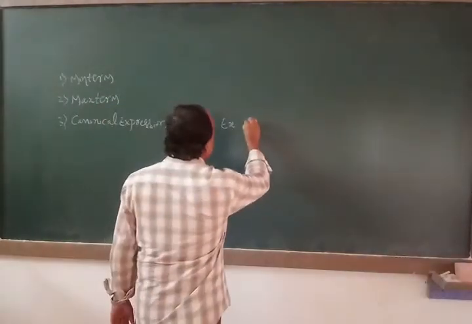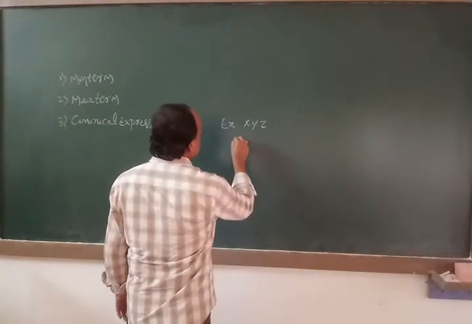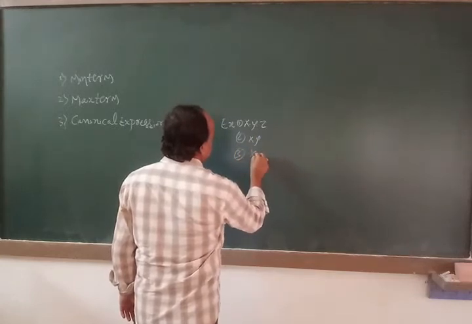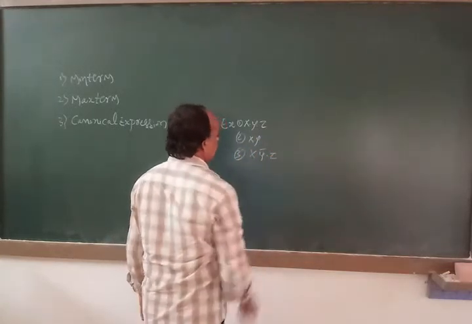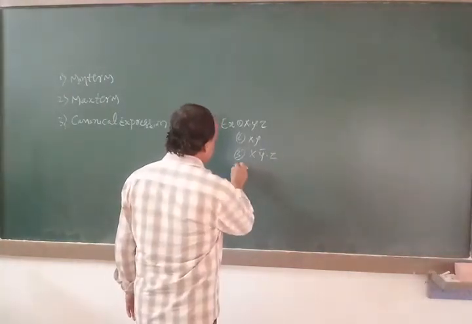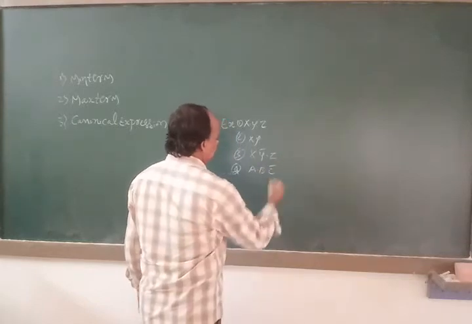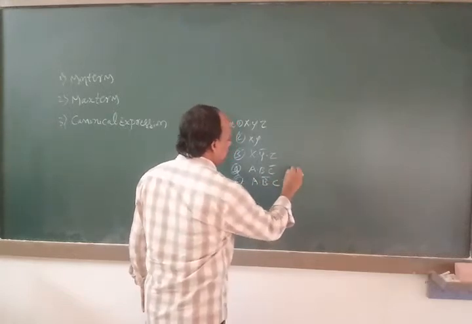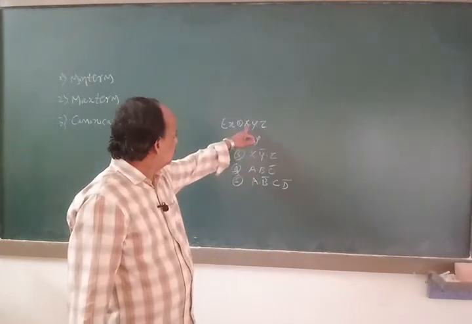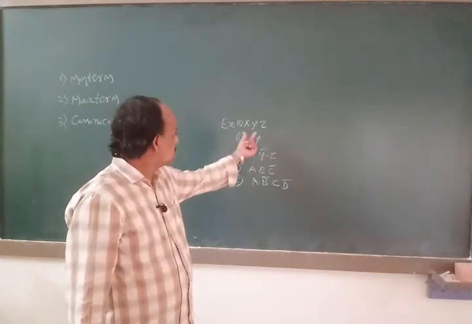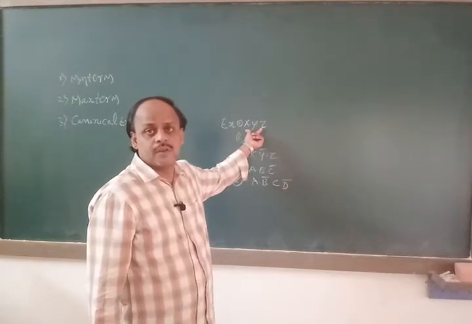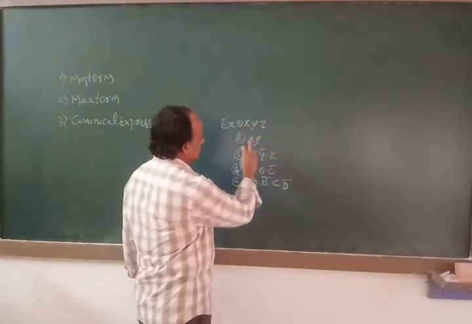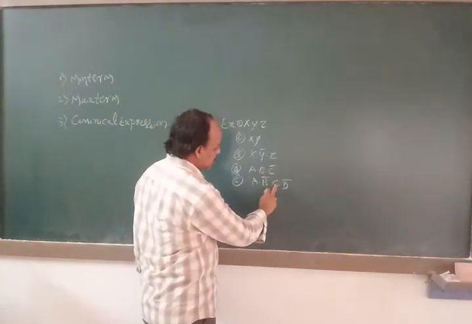For example, x into y into z, x into y bar into z. Or we can say A into B into C bar, A into B bar into C into D bar. See here, each of these terms is made up of logical multiplication: X into Y into Z, X into Y, A into B bar into C into D bar.